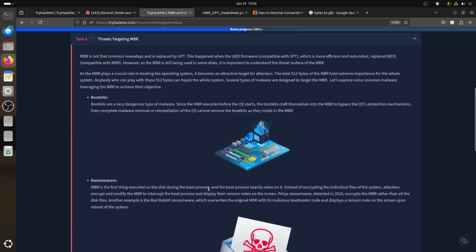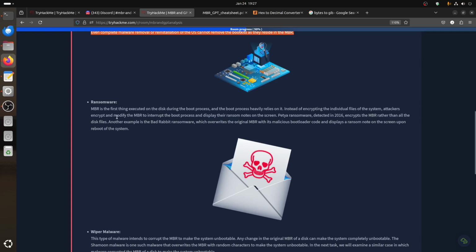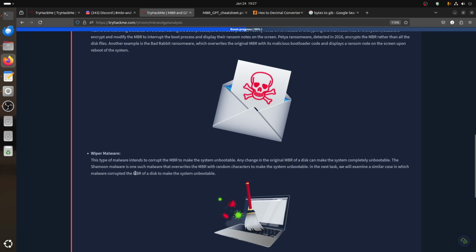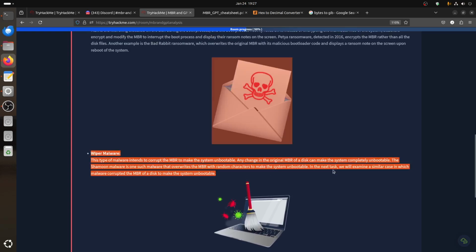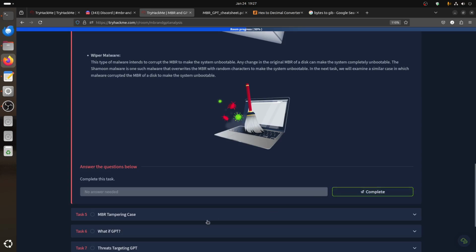Threats targeting the MBR. This is part of the room where the key part is the bootkit, the one that runs when the machine starts. So this is the dangerous one. Ransomware: the first thing executing on the disk during the boot process, and the boot process heavily relies on it. PetrWrap ransomware detected in 2016 encrypted the MBR rather than all the disk files. So if you encrypt it, it doesn't start. I'm not sure how you solve it if you encrypt it. Okay, the wiper malware, this type of malware is intended to corrupt the MBR to make the system unbootable. Maybe that's when we practice. Now this is straightforward, no answer needed.